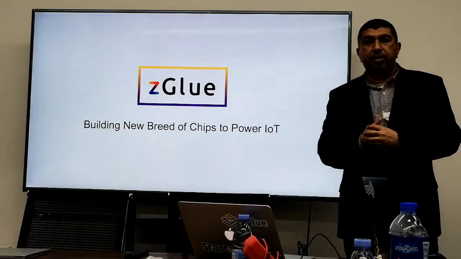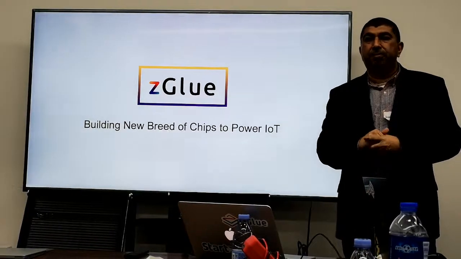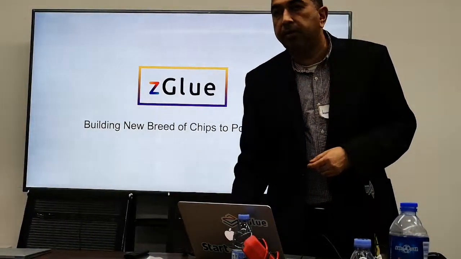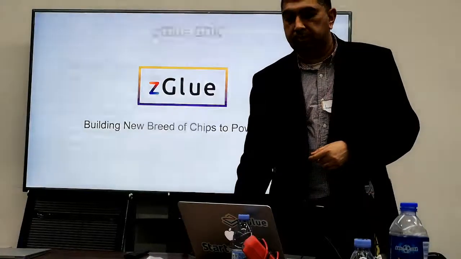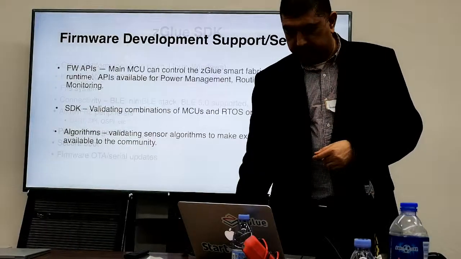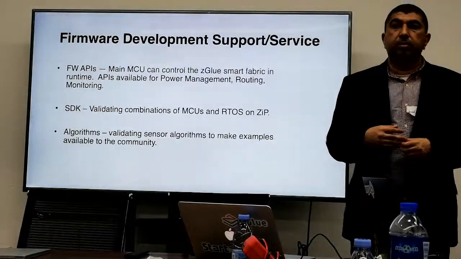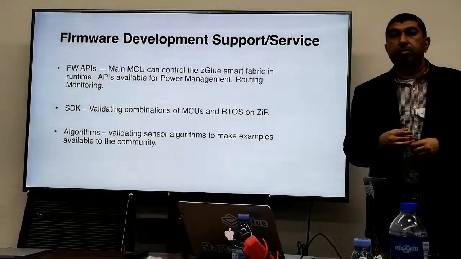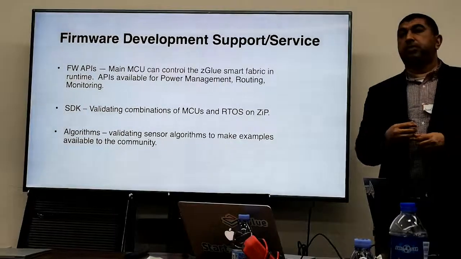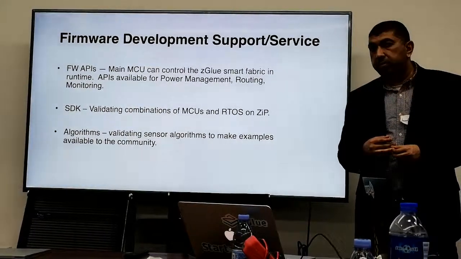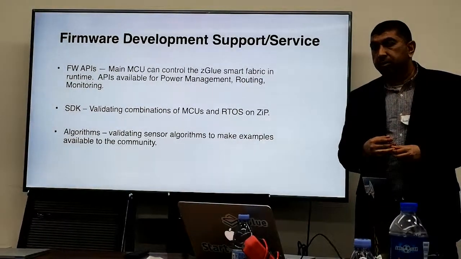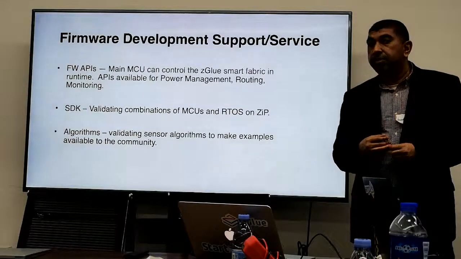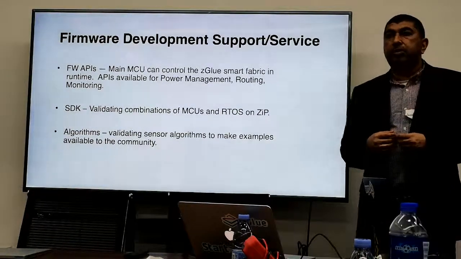May I have one question about the firmware API for the firmware? Yes, please show me the slide. Yes, this one. I understand that the smart fabric has functionality for routing of the chiplets. Do you mean that the main controller can control the routing on the smart fabric dynamically?